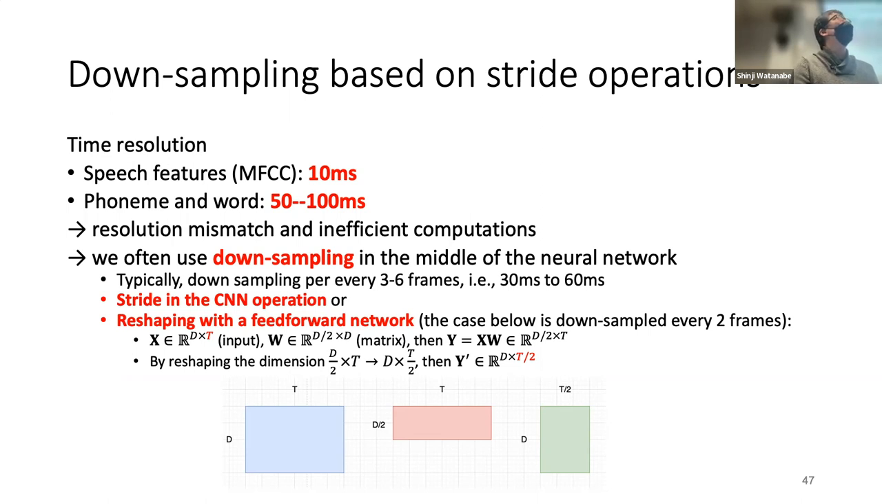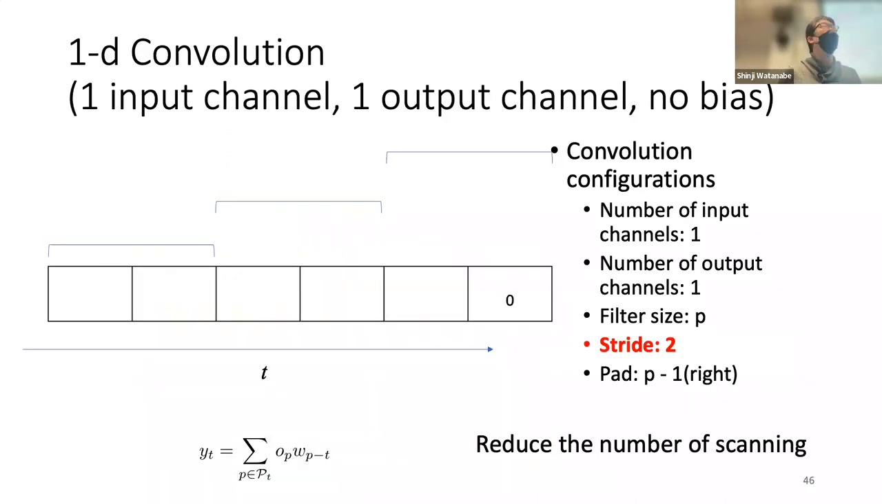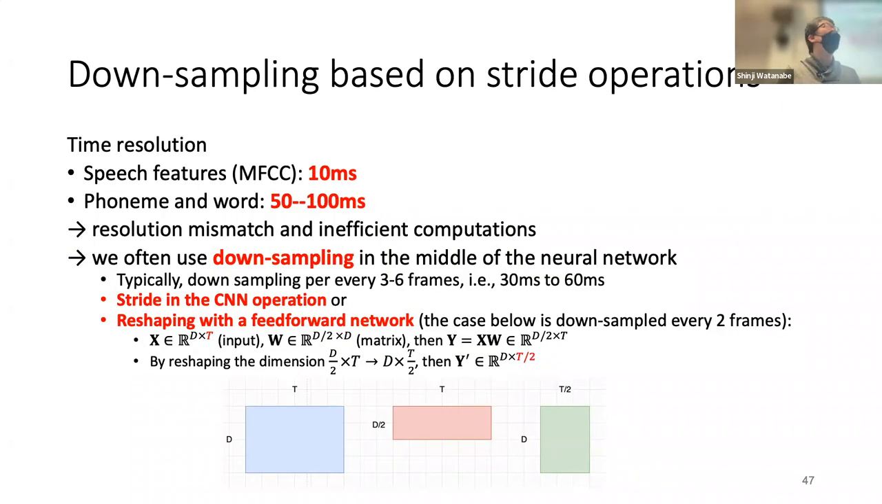Any other things? Yeah, we can use a recurrent neural network and skip the output. That is also one way of downsampling. But the most frequently used downsampling is this stride operation. So people put the CNN and the striding operation together, making the input and output length similar. That is what we usually use for CNN in speech recognition, acoustic modeling.